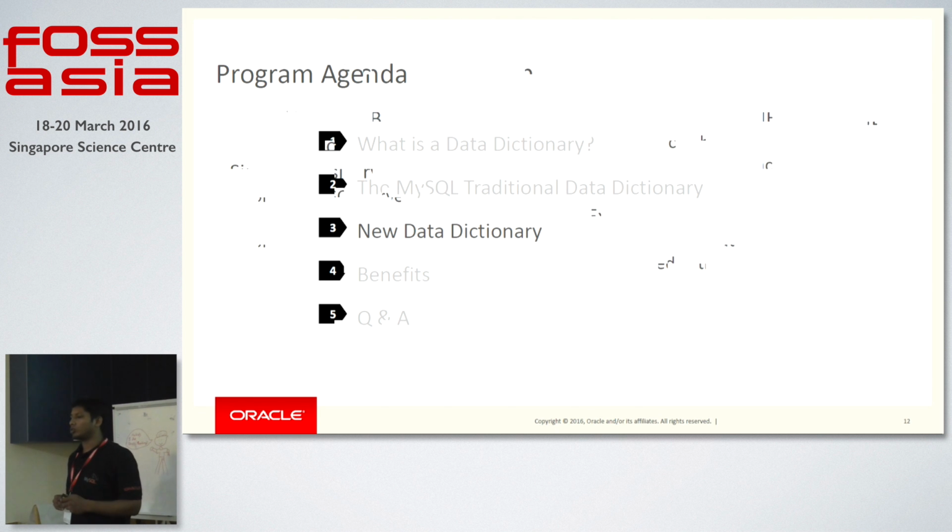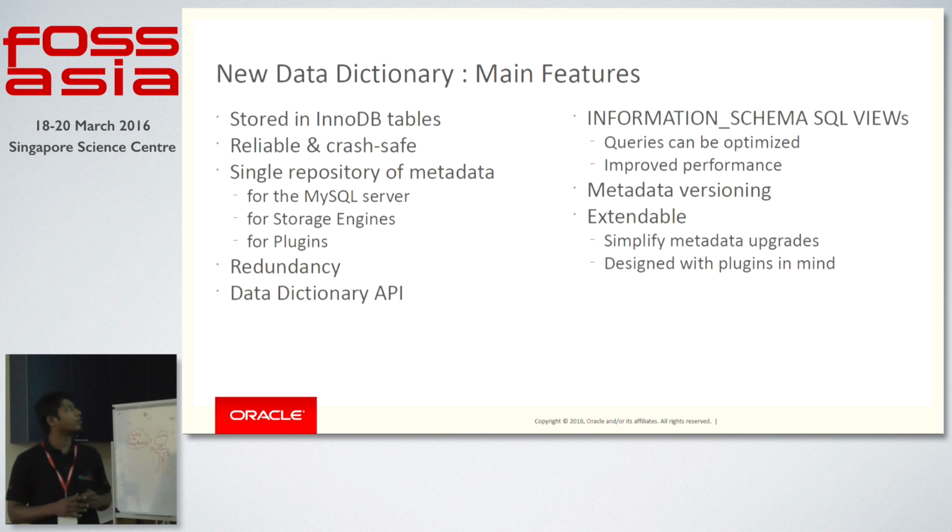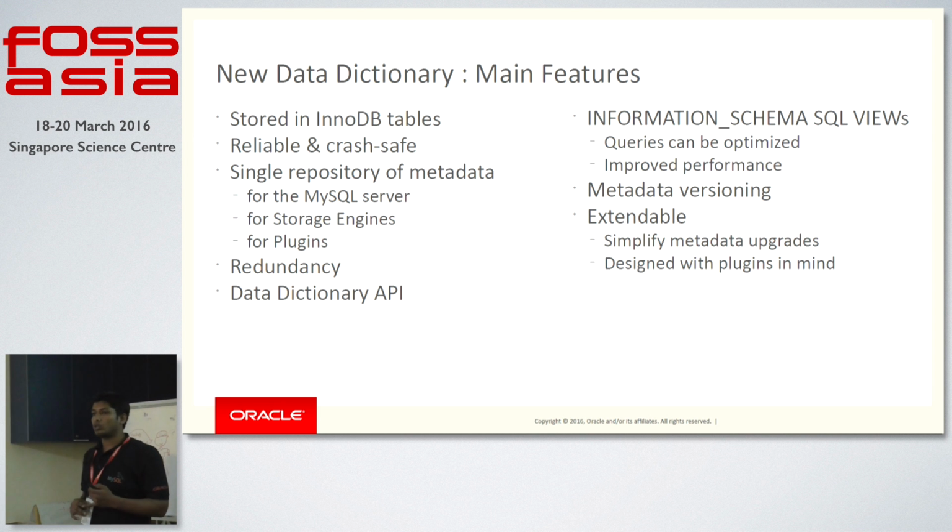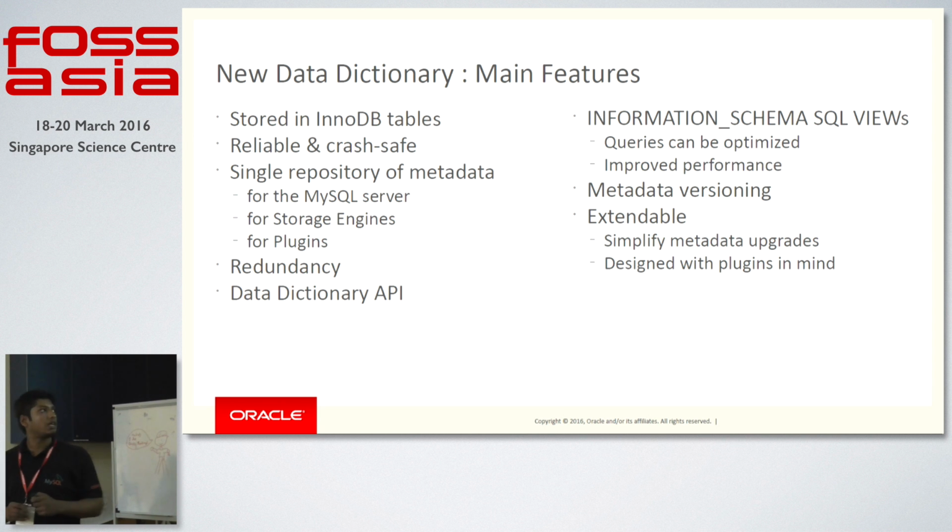So we will move to what the new data dictionary is. Whatever information we were storing in the flat files, system tables, and InnoDB internal data dictionary will now be stored inside InnoDB tables. These are relational InnoDB tables. So InnoDB provides the feature of crash safety and reliability. This will be the single repository of metadata. For the MySQL server, storage engines and plugins, all the metadata will be stored in one data dictionary. There is redundancy, so if your server ever crashes, you can recover from it.